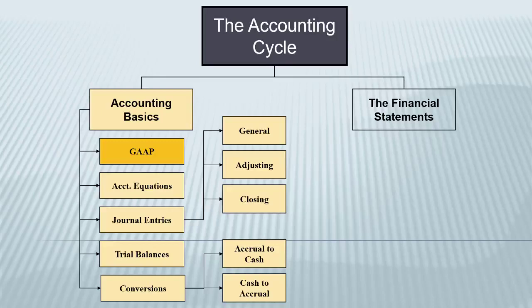So we're going to start with a discussion of the accounting equations. We'll talk about journal entries. Yes, the best part. We'll talk about trial balances. We'll talk about converting from cash to accruals. And we'll briefly talk about the financial statements and how they fit in to our overall discussion, but we'll get to them in a lot more detail in future chapters. So that's where we are.